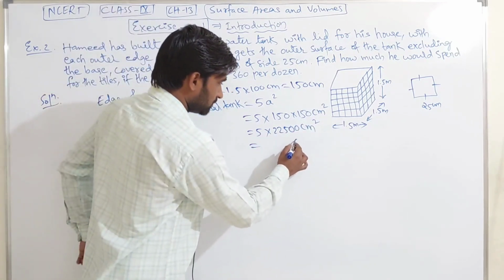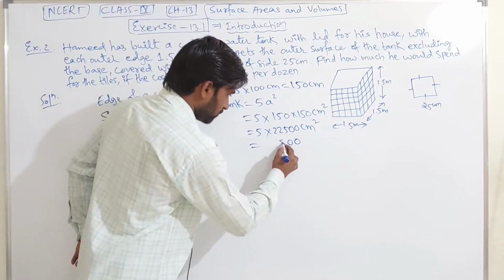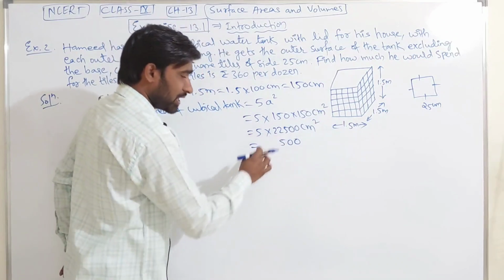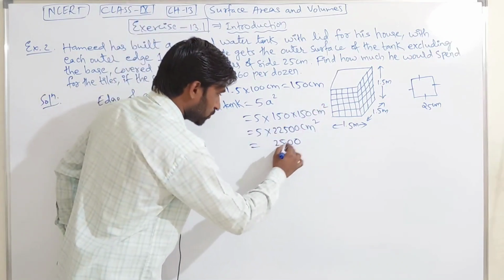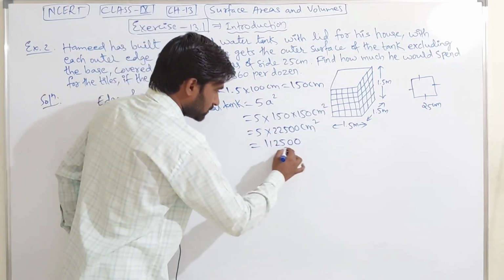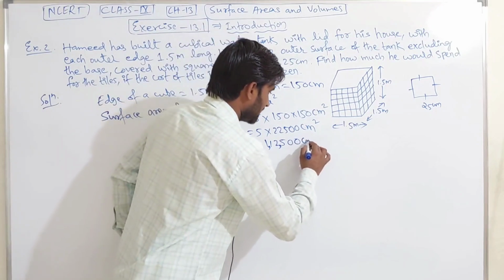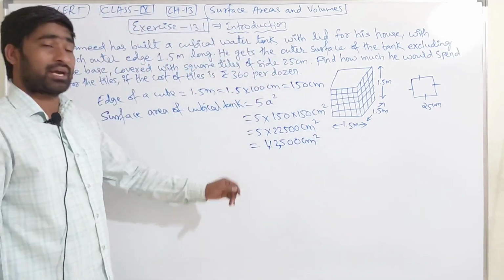5 times 0, 0. 5 times 0, 0. 5 times 5, 25, carry 2. 5 twos are 10, 10 plus carry 2, 12, carry 1. 5 twos are 10, 10 plus carry 1, 11. So the answer is 1,12,500 centimeter square. This is the surface area of the cubical tank.